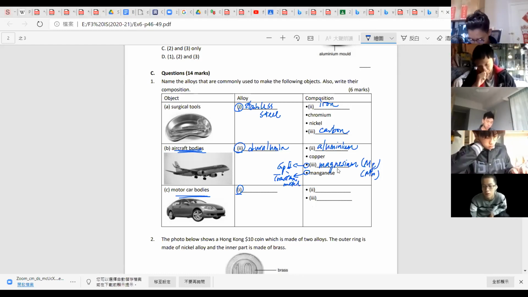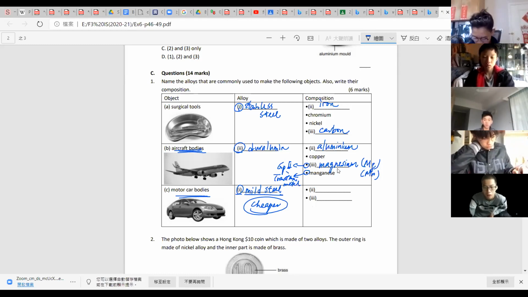Now duralumin is a choice, but mild steel is preferred. Do you know why? Because it is cheaper. Of course, I can use duralumin for it, but in making motor car bodies, you may know that the price is one of the important criteria, as well as high strength. You are going to make it strong enough.